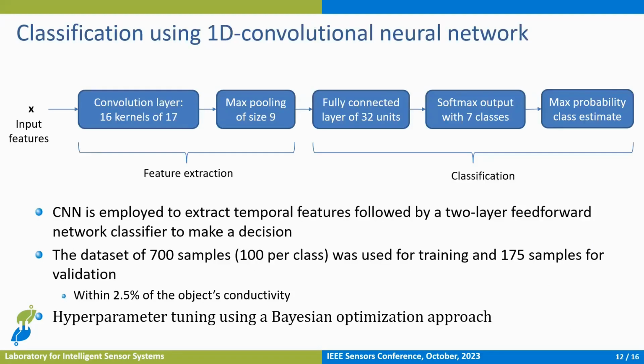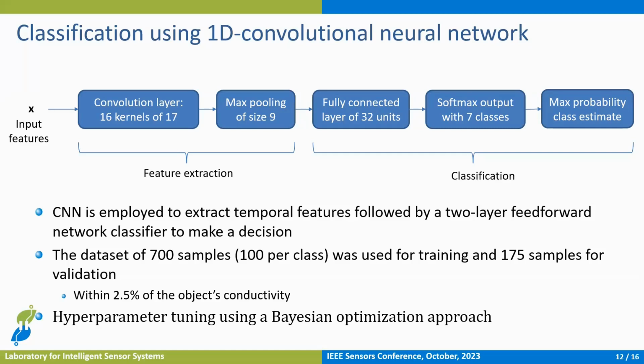Classification is done using a 1D convolutional neural network. The CNN is employed to extract temporal features from the eigenvalues. This is followed by a two-layer feed-forward neural network, which makes a decision with some probability about the object. A dataset of 100 samples per class was used for training, and 175 samples for validation.